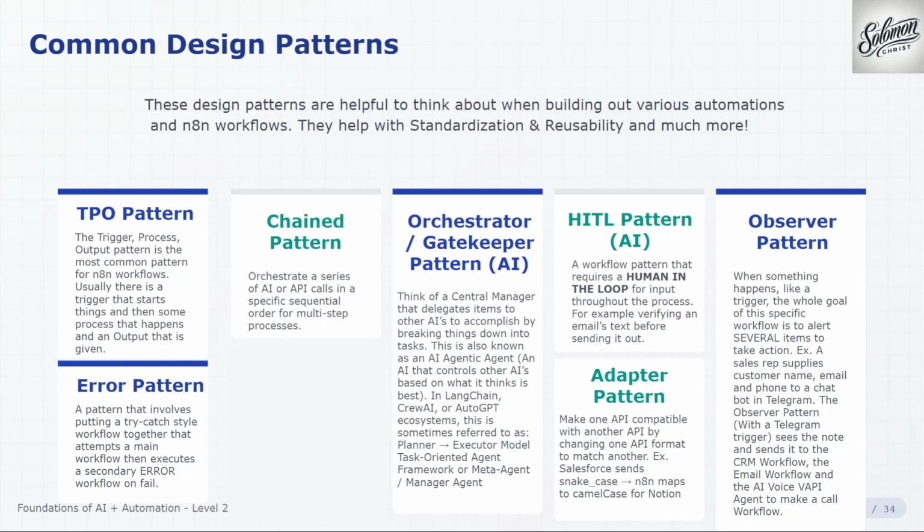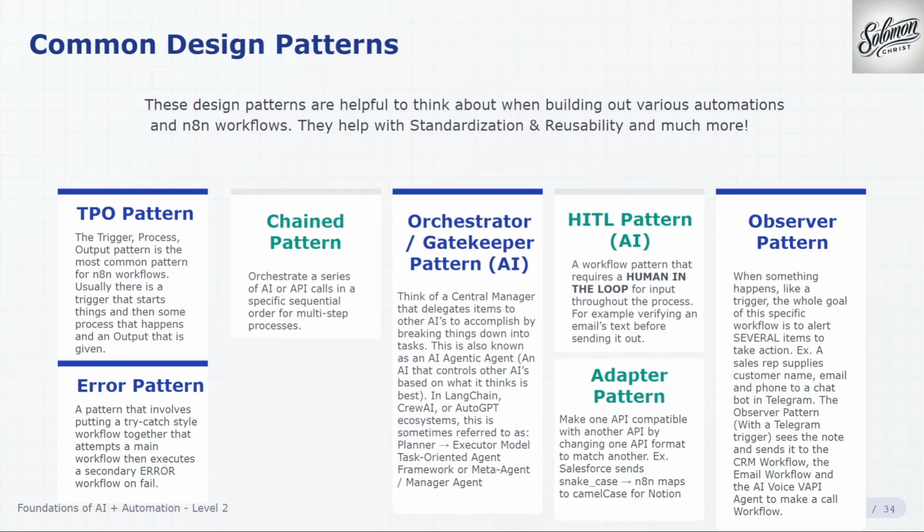The next pattern is the chained pattern. The chain pattern is something that is used to orchestrate a series of AI or API calls in a specific sequential order. This is great when you've got some data which needs to be manipulated first by, let's say, some AI. Then that data that's been manipulated goes to an API call, which then comes back and again goes into another AI and then a final output. So this is a multi-step process, and so we call that a chained pattern.